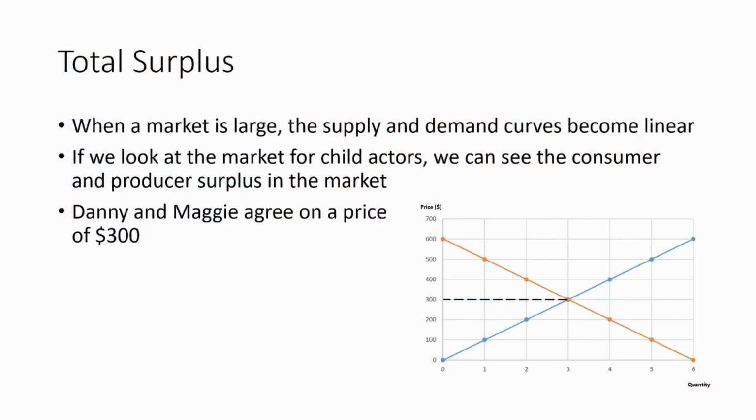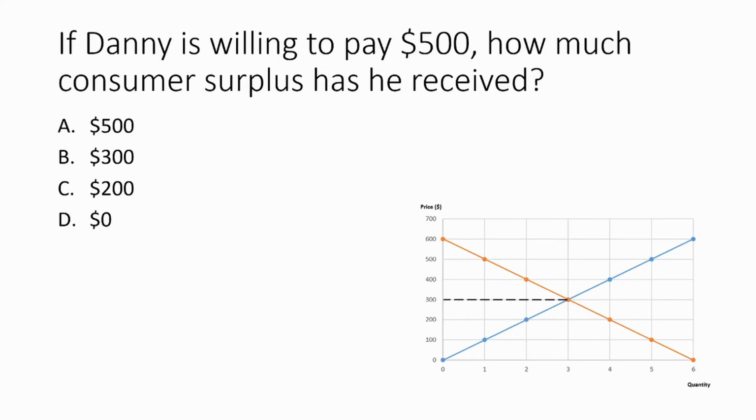So in that clip, Danny and Maggie agree on a price of $300 for her to continue to pretend to be his daughter. And we can actually calculate Danny's consumer surplus and Maggie's producer surplus from this exchange. So Danny was willing to pay Maggie $500. How much consumer surplus has he received? You can pause the video if you want to think about it. $200, right? He was willing to pay $500, so Danny would be this individual on our demand curve, and he paid $300. That's the going rate in this market. So his consumer surplus is $200.